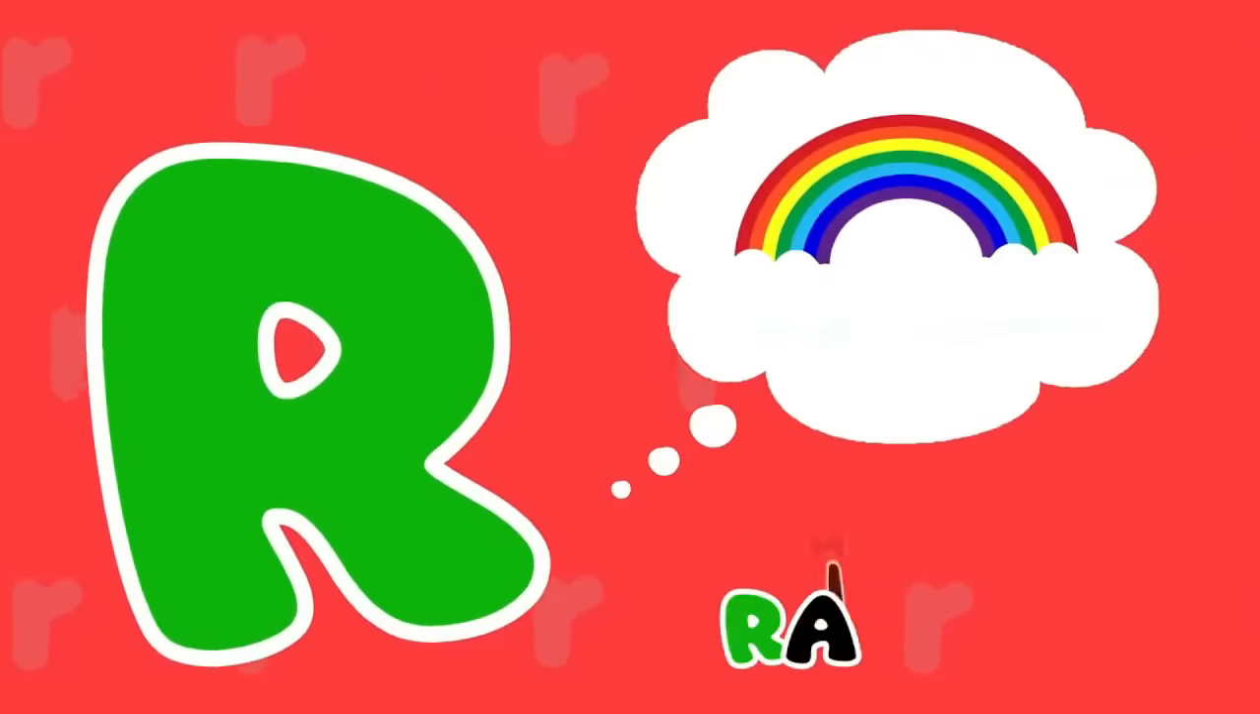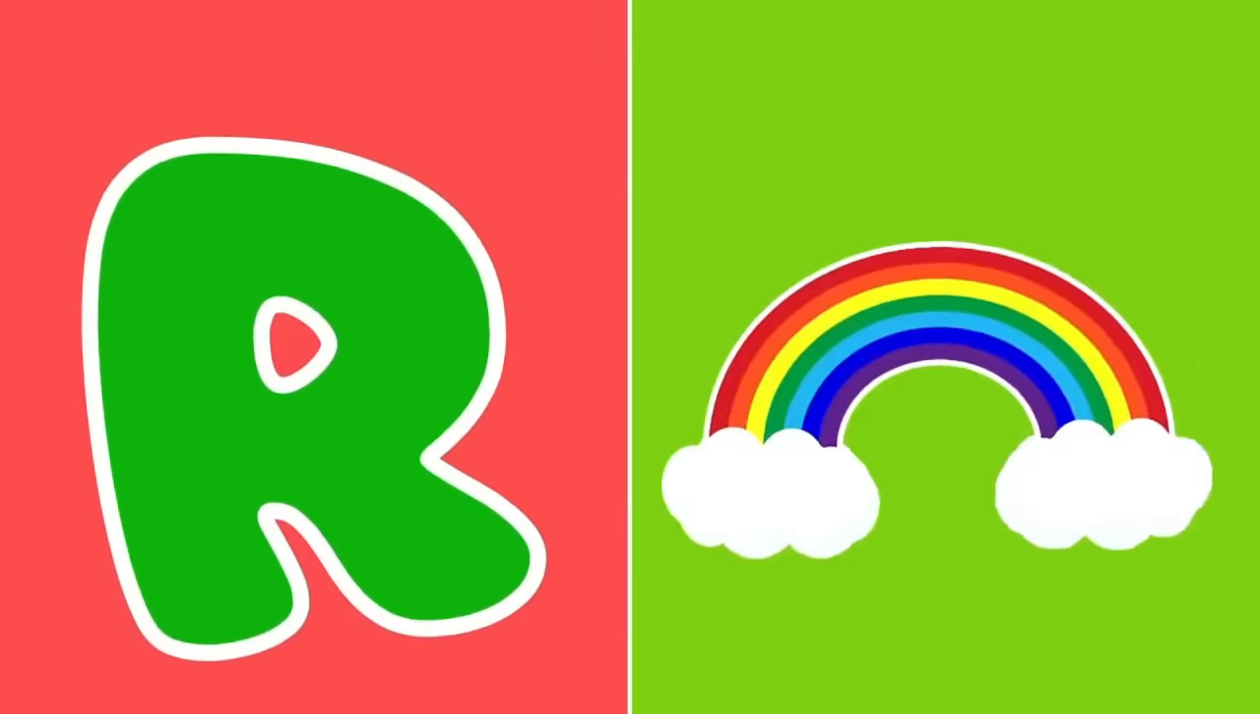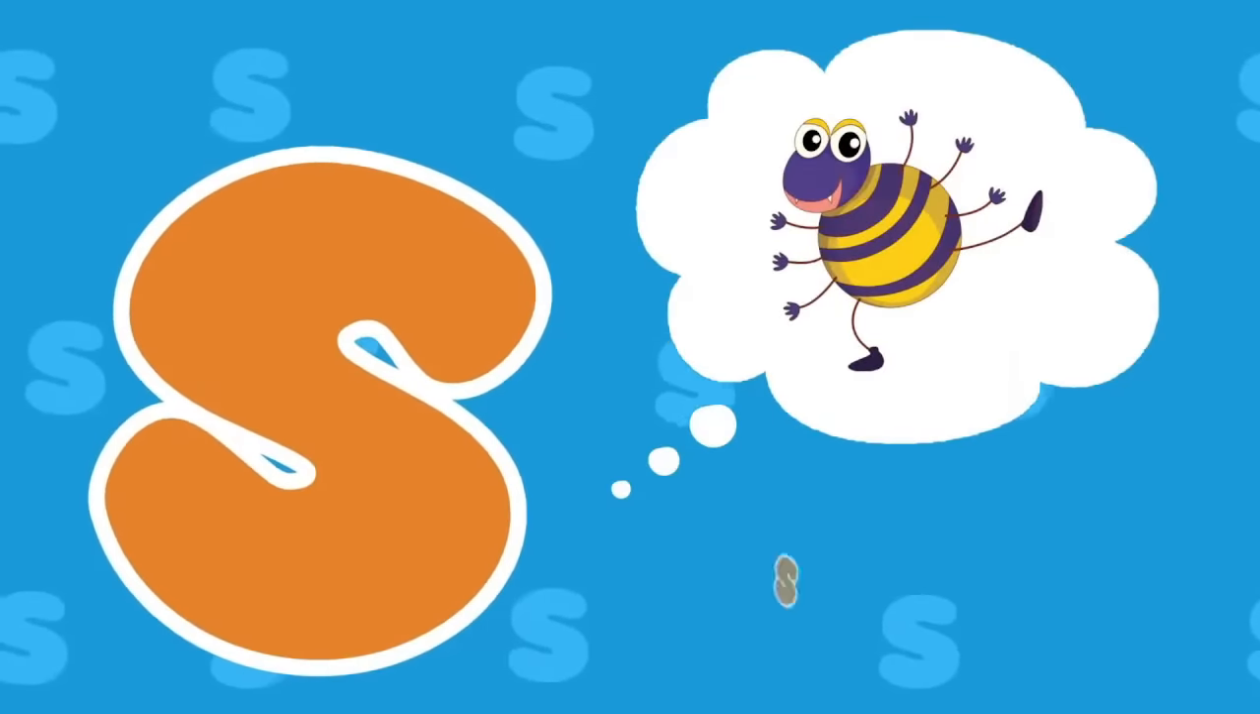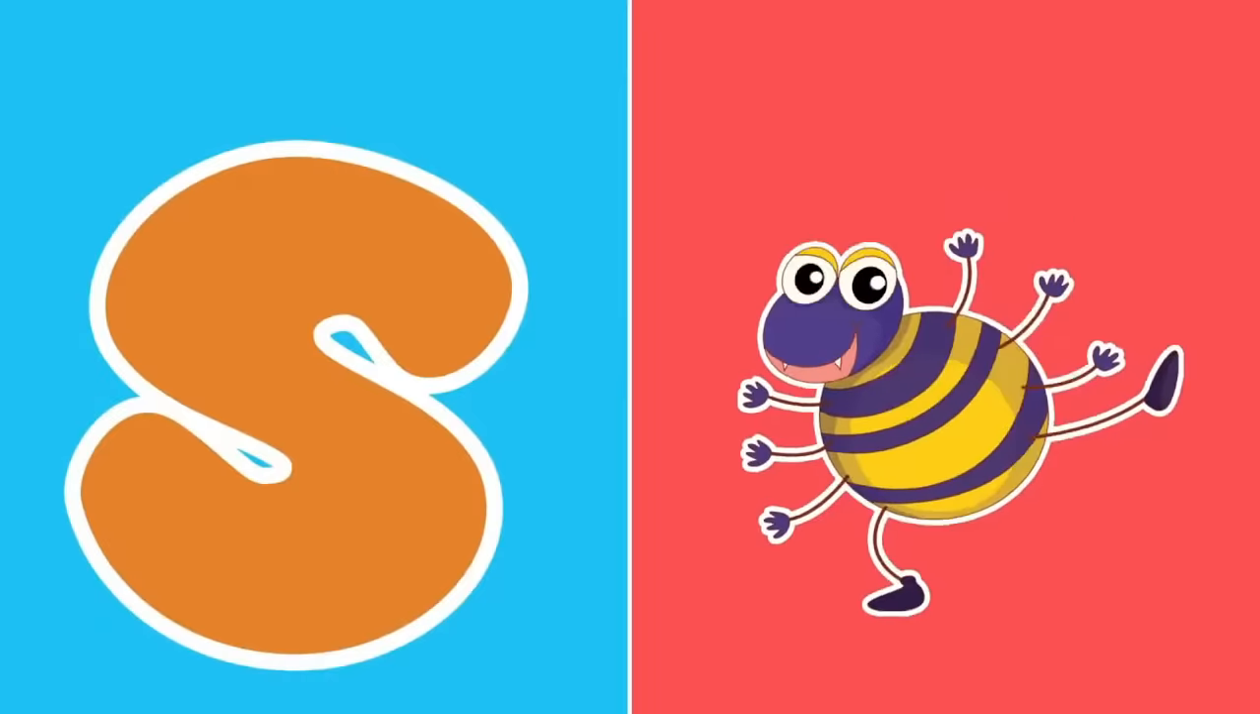R is for rainbow, r, r, rainbow. R, rainbow. S is for spider, s, s, spider. S, spider.